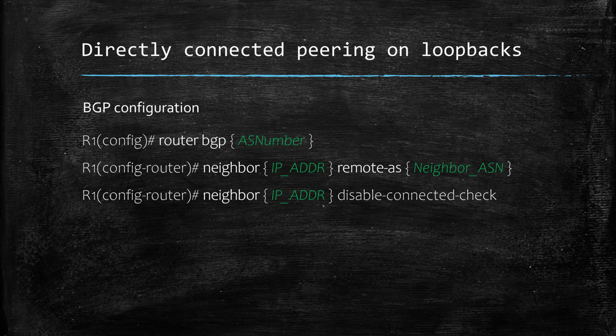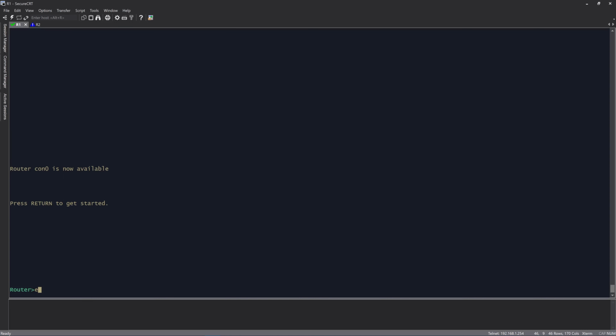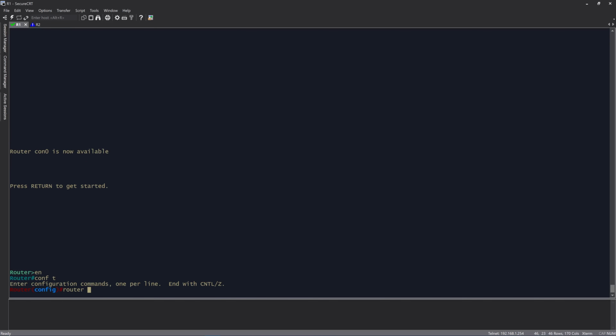So this brings us to our last command. It is the update source. Here we specify the interface to use to initiate the TCP session. Here we are back on router 1. Let's configure the interface to use to initiate the TCP session.